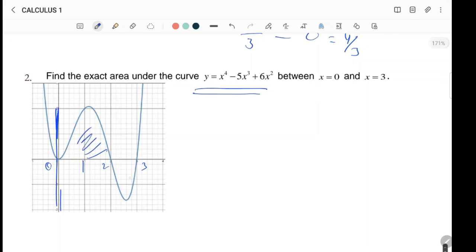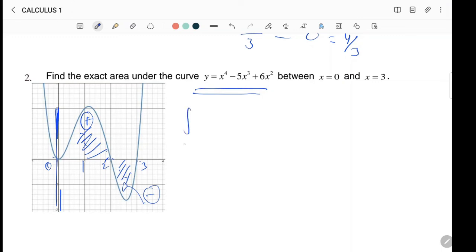It means we have to find this area as well as this area. This area will be negative, we know that. This area will be positive. So directly we cannot integrate 0 to 3. Otherwise, we will not get the right answer. So first of all, we have to integrate 0 to 2 and integrate 2 to 3. And we have to take the absolute value of 2 to 3 and then we have to add these two areas.